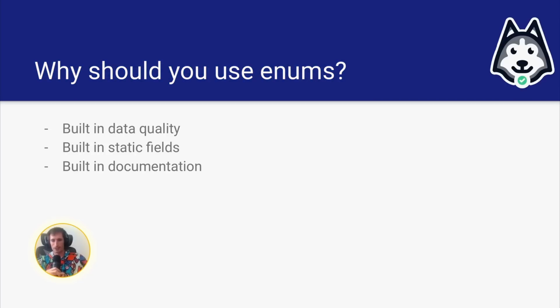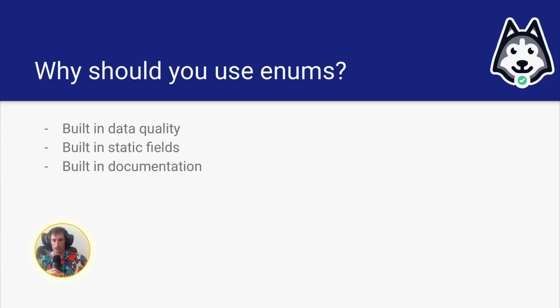Because if you model a field as an enum, and you get a value that doesn't fit in the enum, then the pipeline fails. Usually the pipeline will fail because we're trying to cast this value to this enum and it doesn't exist. So you get very good data quality in your pipeline automatically.